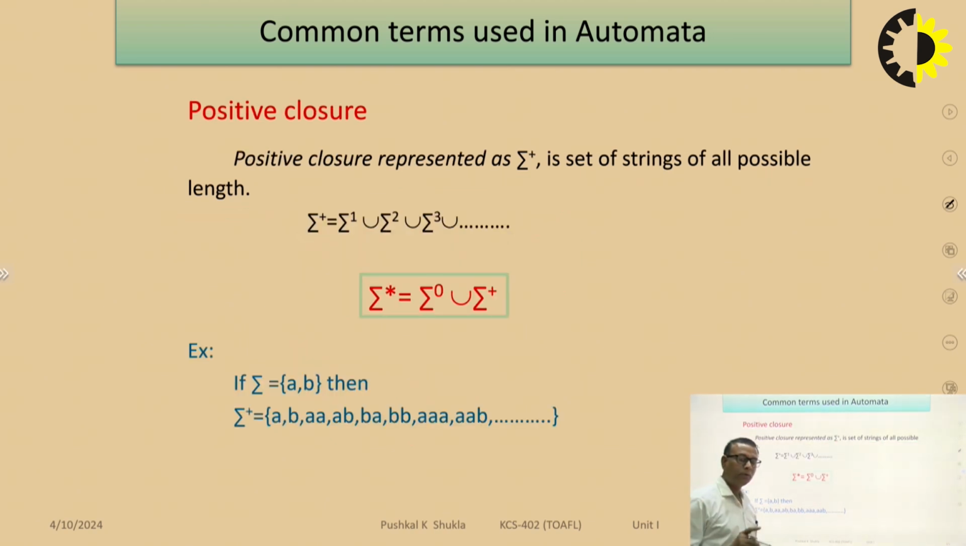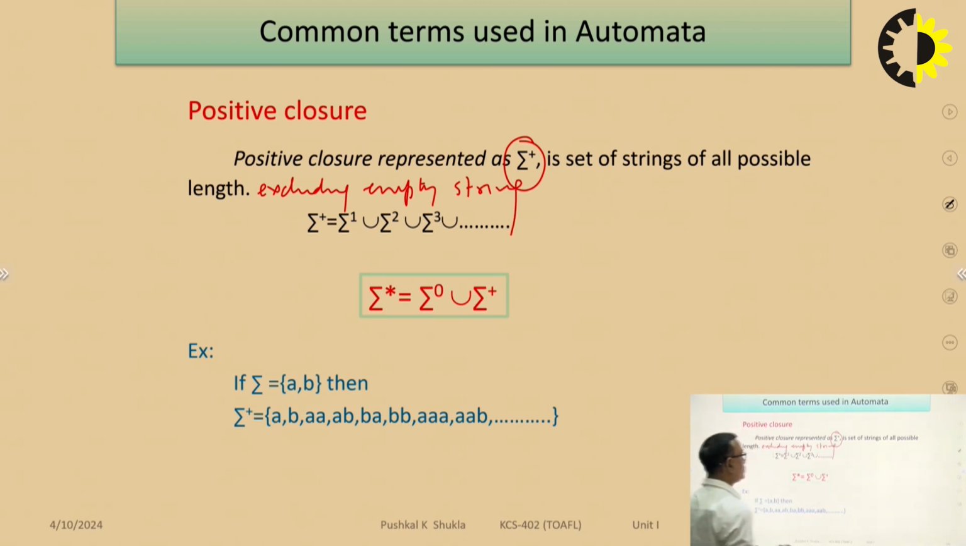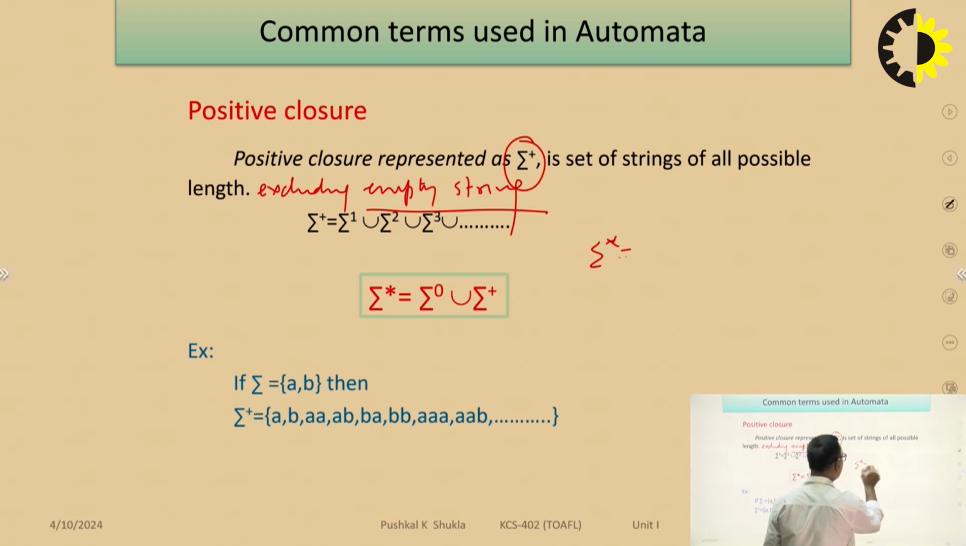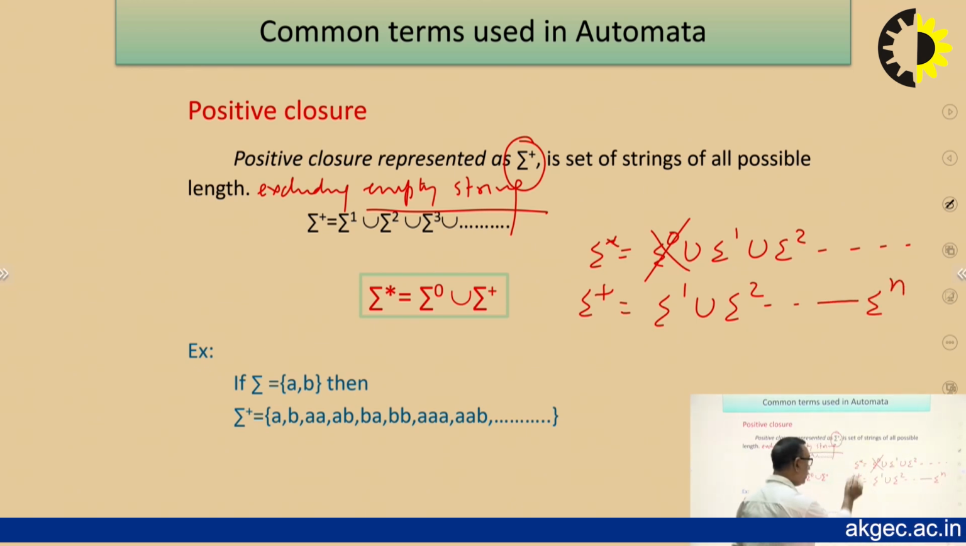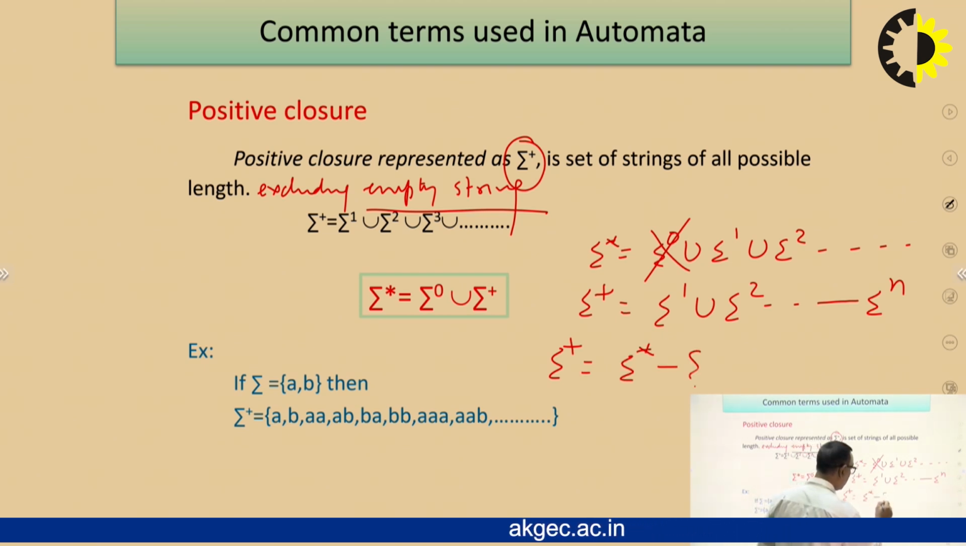Positive closure. Positive closure, represented as sigma plus, is the set of strings of all possible lengths excluding the empty string. So we know sigma star equals sigma 0, sigma 1, sigma 2 and so on. And sigma plus equals sigma 1, sigma 2 and so on, sigma n, where sigma 0 is excluded. Here we see sigma plus equals sigma star minus this, which is known as lambda or epsilon.